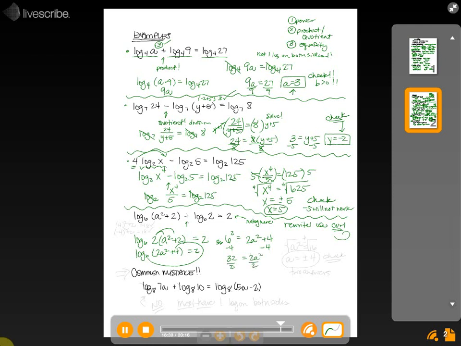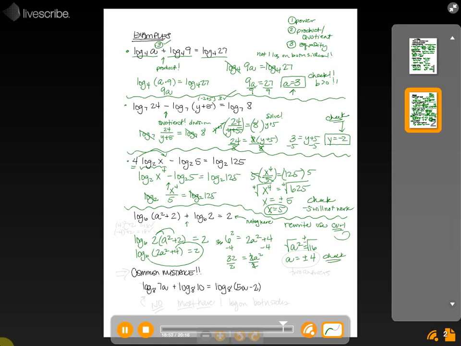Divide both sides by 2. 32 divided by 2 is 16. Those cancel. So a squared equals 16. Square root both sides. Remember, when you square root, you need a plus minus. So a equals plus or minus the square root of 16, which is 4. Now we need to check our answers, because we got 2 here, and one of them is negative.